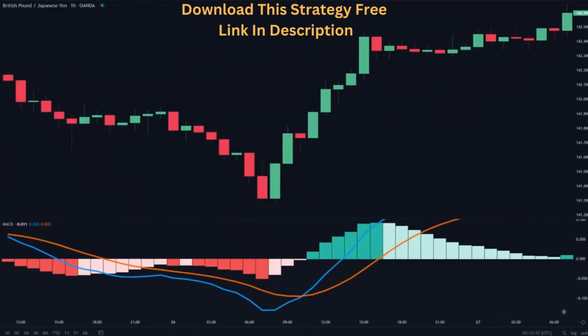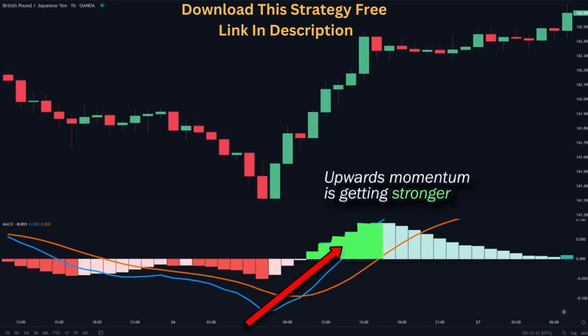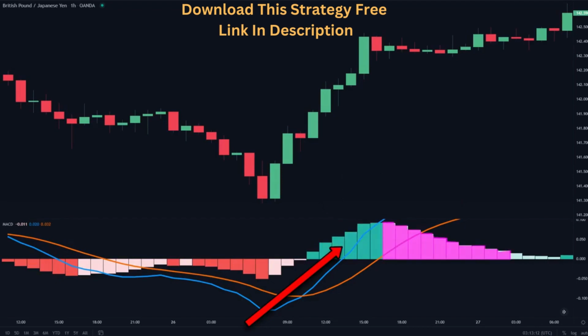Traders can also utilize the size of the histogram to determine the strength of the momentum itself. If the MACD crosses above the signal line while the histogram is getting larger, it shows us that the upwards momentum is getting stronger. Similarly, if the histogram is getting smaller in size, it indicates that the upwards momentum is getting weaker.